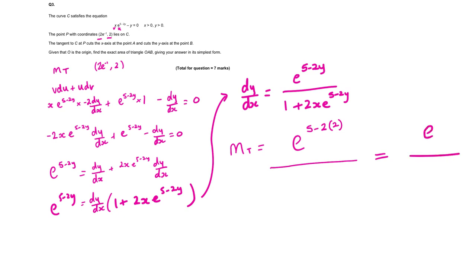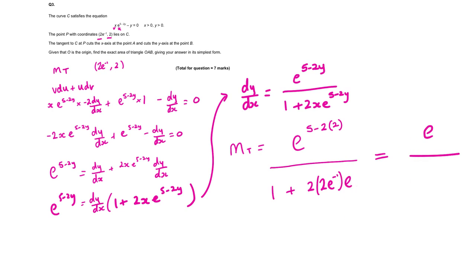Okay, remember this. Sometimes people put it into the calculator. You're going to get some decimals. We don't want any of that yet. We need everything exact, because it wants the exact area of the triangle. Now, we have 1 plus 2 lots of x, which is 2e to the minus 1, times e to the power of, now we already know 5 minus 2y, when we substitute in 2, what do we get?